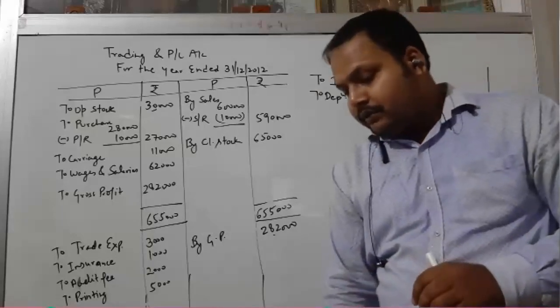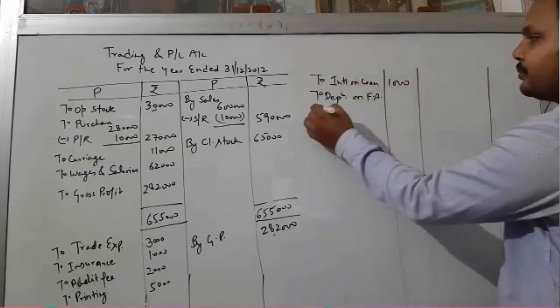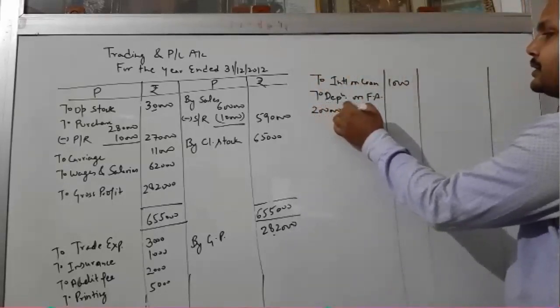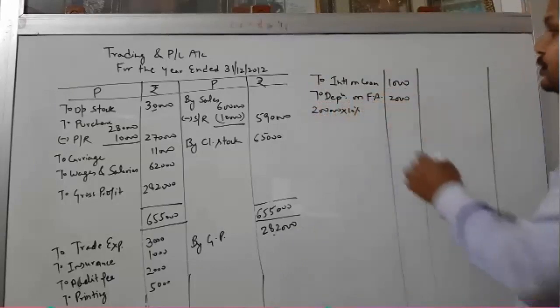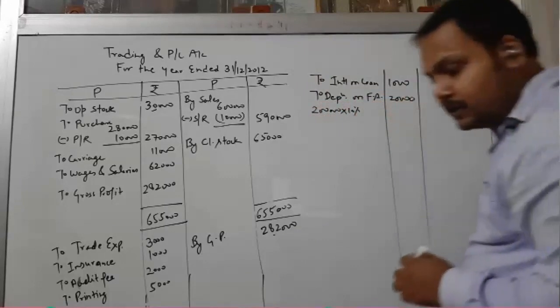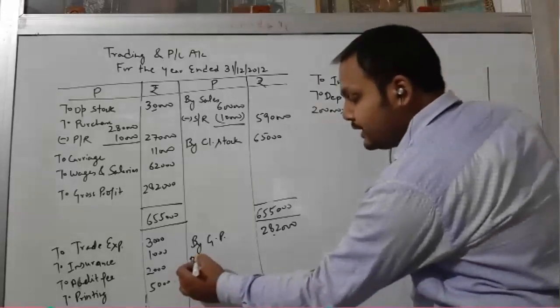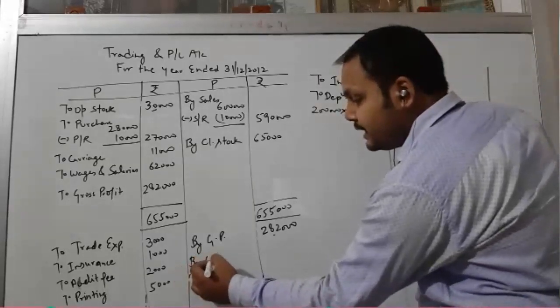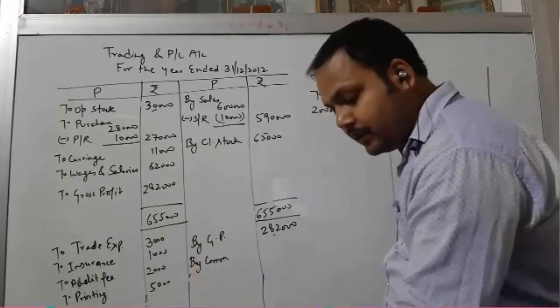What is the amount of the fixed assets? According to the question, the fixed asset value is 2 lakh. So 2 lakh का कितना परसेंट? 10%, that is 2 lakh का 10%, 20,000. Next, second adjustment is commission earned but not received. So commission will be given in the credit side of the PL account. So the commission value according to the question is 2,500.